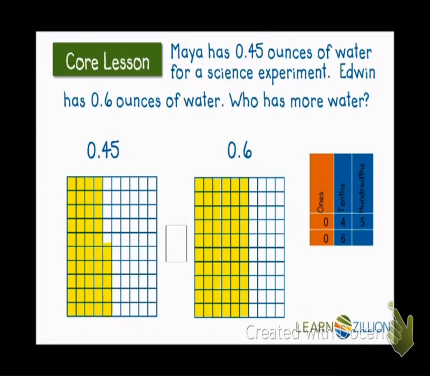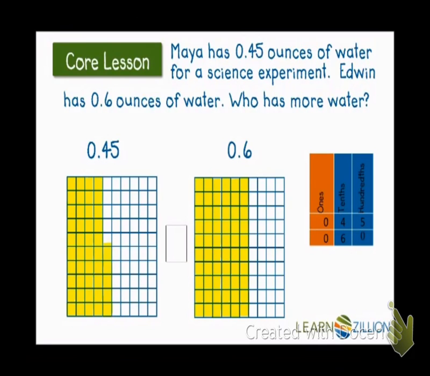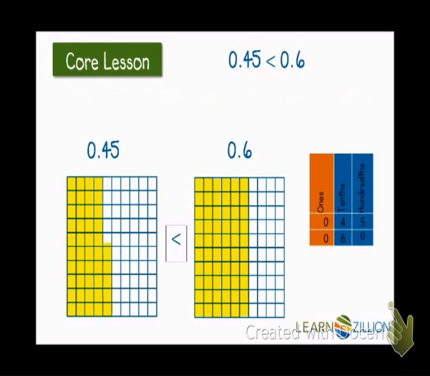And let's look at the chart as well. When I look at 45 hundredths, that's 4/10 and 5 hundredths, and I look at 6/10, wow, I can see immediately, without even having to look at the 5 hundredths, that 6/10 is bigger than 4/10. So that means that the 45 hundredths is going to be smaller than 6/10. Another way to think about that, you can see I filled in the 0 in the hundredths because 6/10 is the same as 60 hundredths. So again, I know that 45 hundredths is less than 60 hundredths. And we can read it that way. 45 hundredths is less than 6/10. So that means that Edwin has more water than Maya.